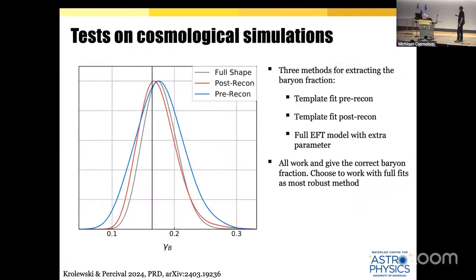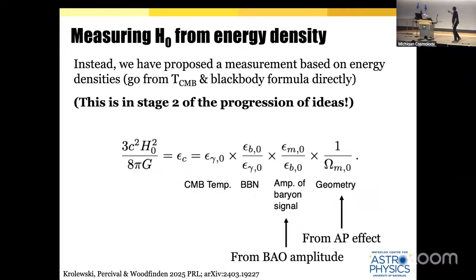When we have this equation at the moment, the limiting factor in the measurement is really the amplitude of the baryon signal. Imagine none of the error bars of these three matter compared to the error bar here.